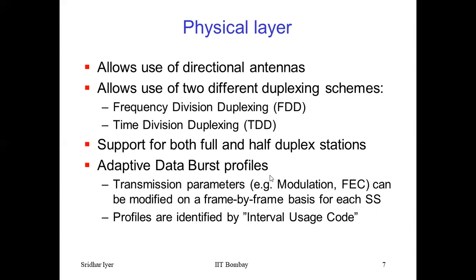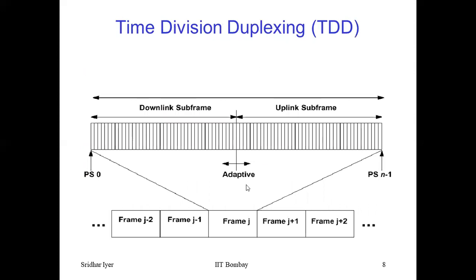For modulation, it can be modified frame by frame. Basically, each subscriber station's profiles are identified by an interval usage code. In time division duplexing, PS0 and PSN-1 adaptive profiles will be given.